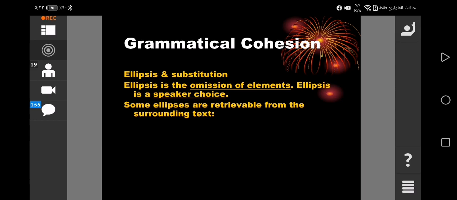Ellipsis and substitution. Well, ellipsis is defined as the omission of elements normally required by the grammar, which the speaker or writer assumes are obvious from the context and so need not be raised. So ellipsis is the omission of elements normally required by the grammar. That is, you omit an element because the grammar of the language allows you to.